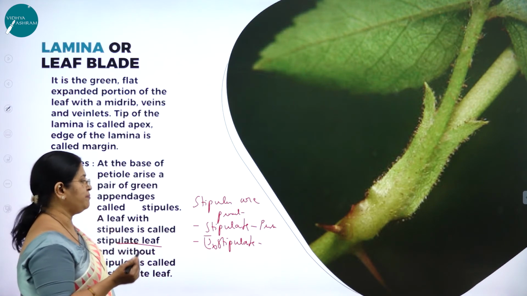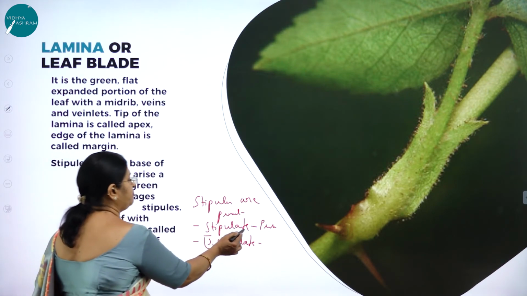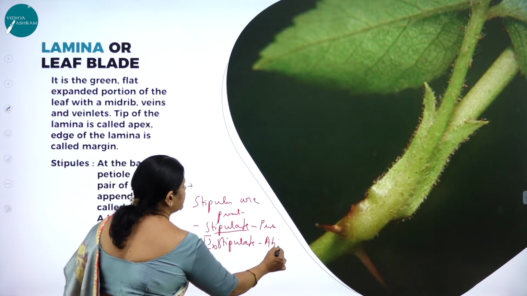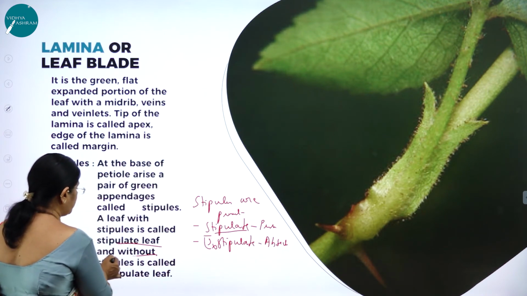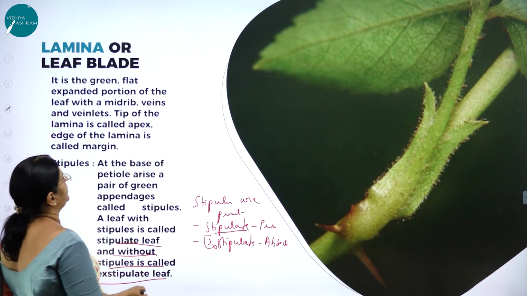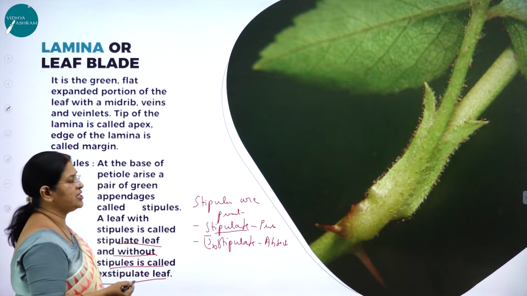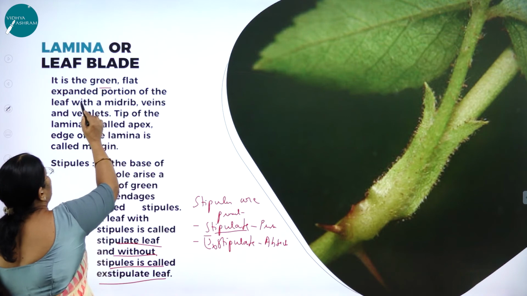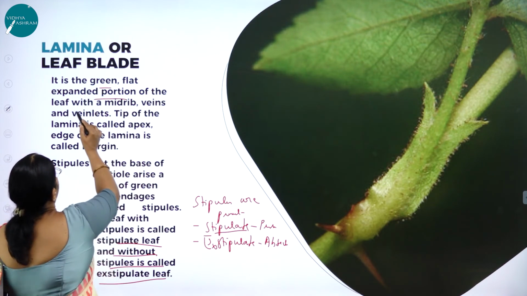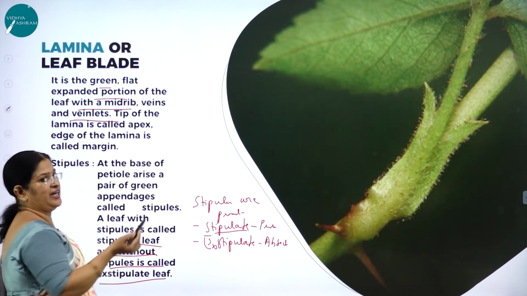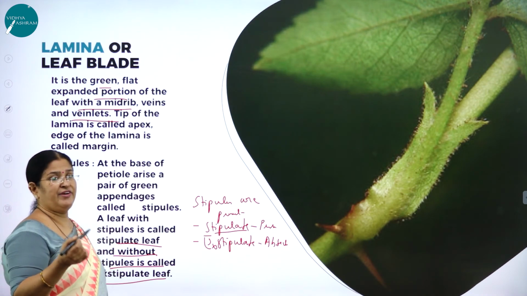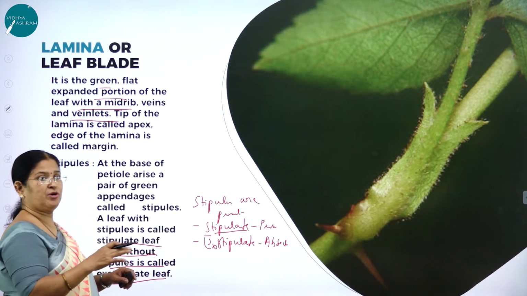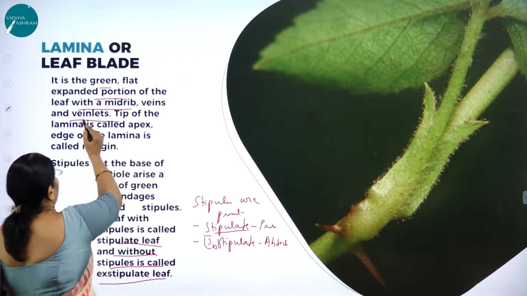So when stipules are present, we call it stipulate. When stipules are absent, we call it exstipulate. All these are the terms and terminologies which you should understand. So what is leaf lamina or leaf blade? It is a green, flat, expanded portion with a midrib, veins and veinlets. Already I explained what is a vein. Vein is one which carries xylem and phloem. The network we see of the veins, the xylem and the phloem, is called veinlets.